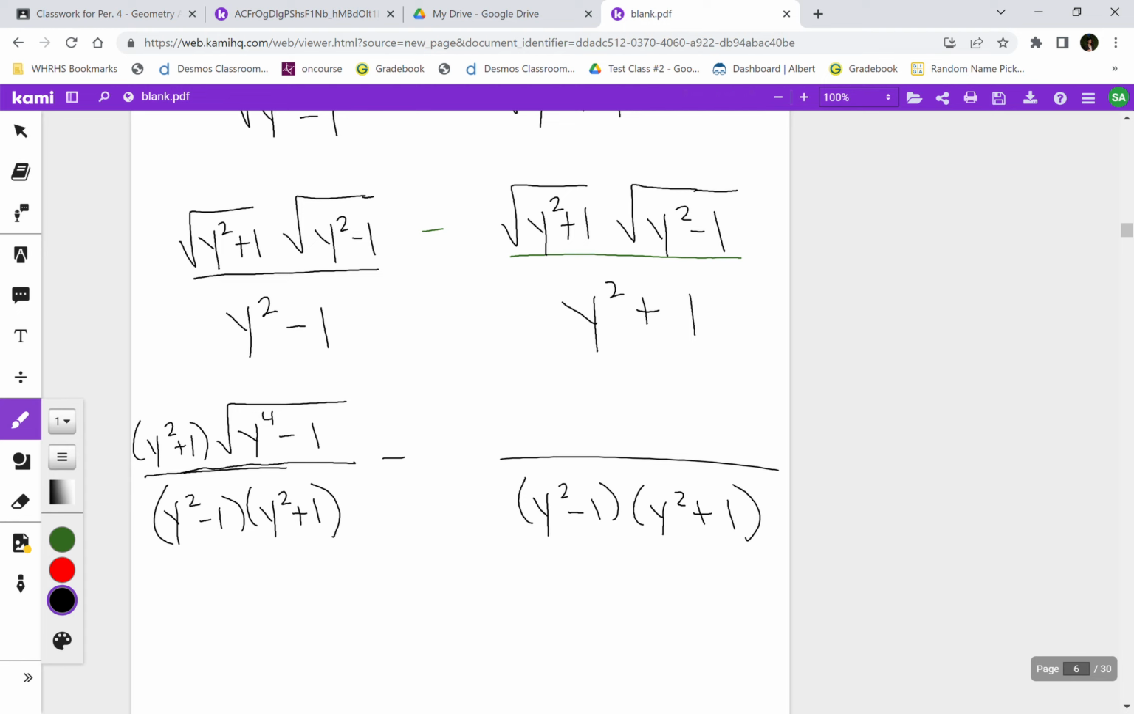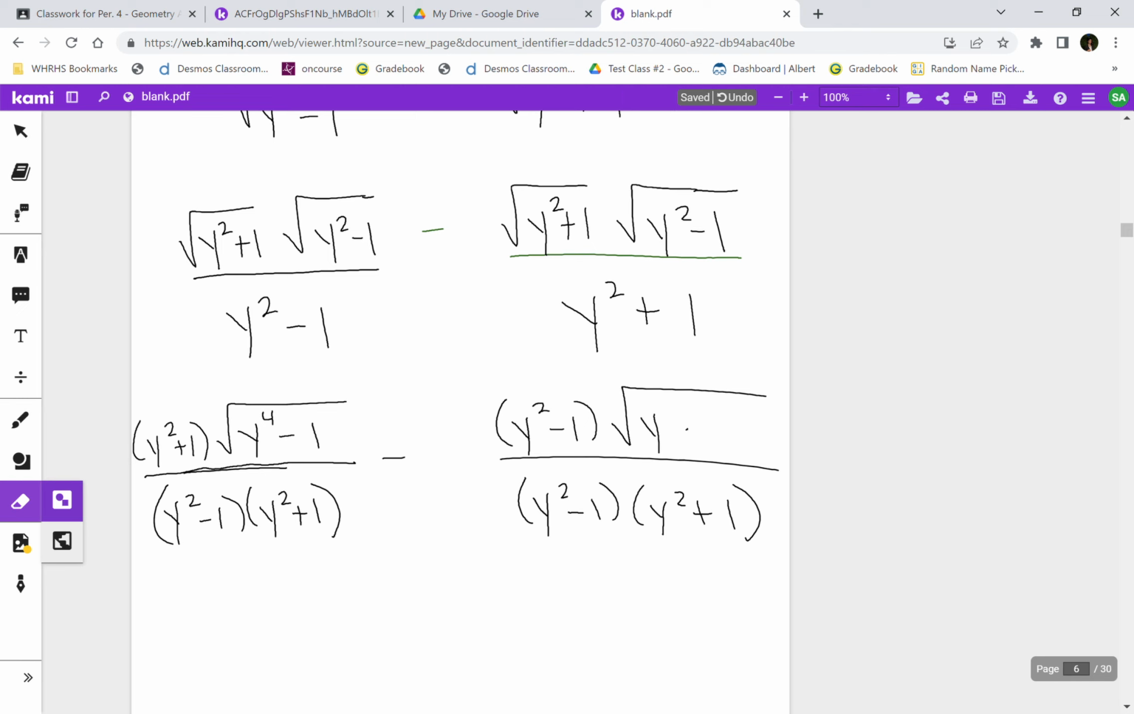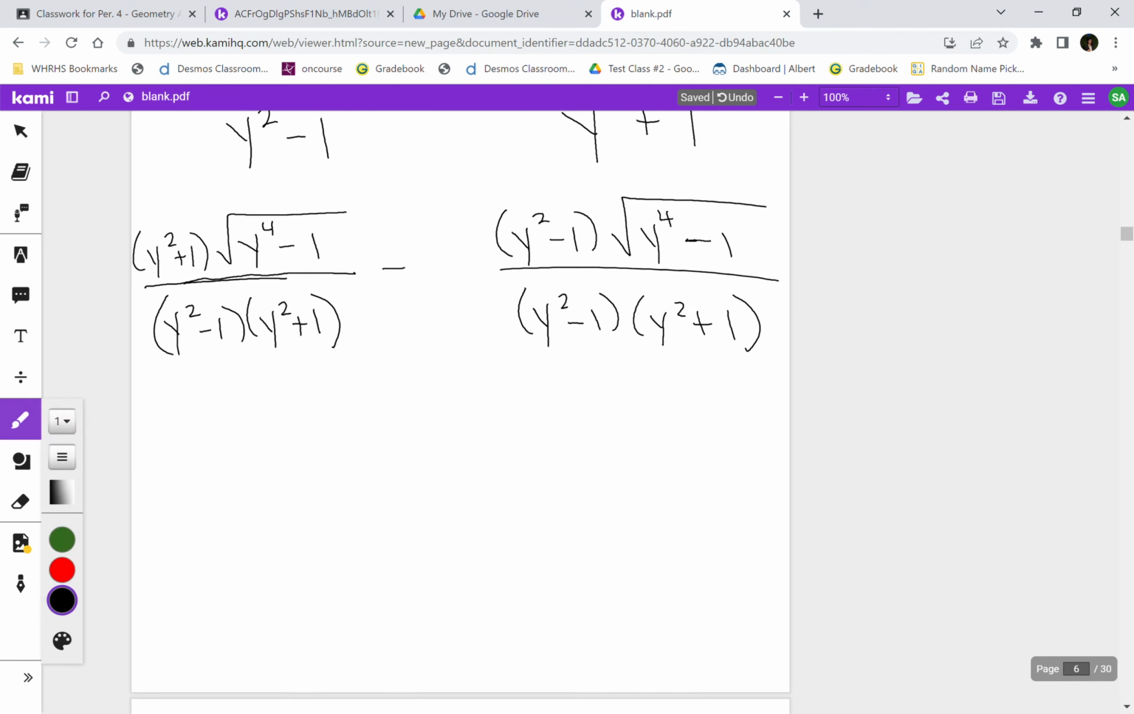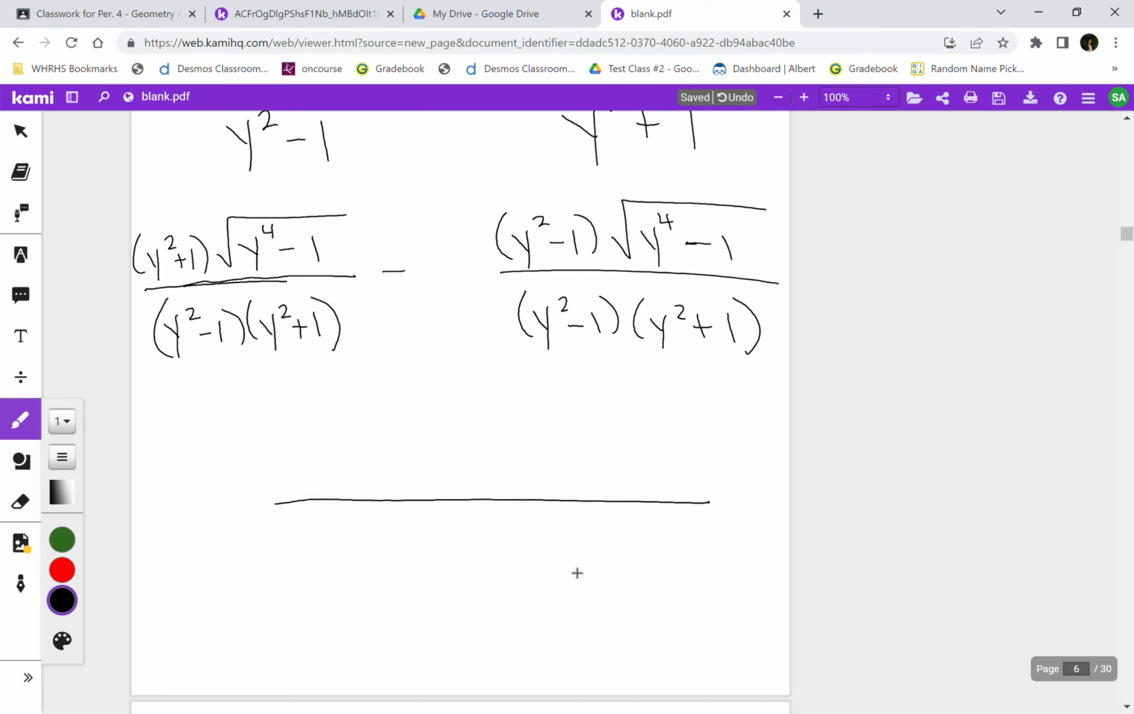All right. In the second one, we're going to multiply the quantity of y squared minus 1 times the root of y to the 4th minus 1. Now that we have our common denominators, well, I can multiply this now, right? Isn't this y to the 4th minus 1?